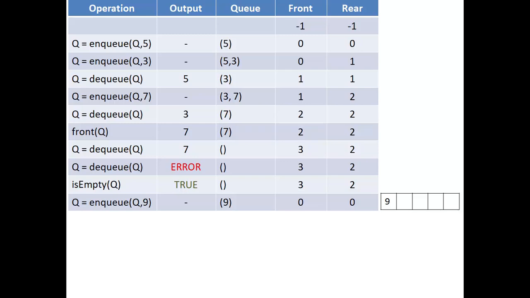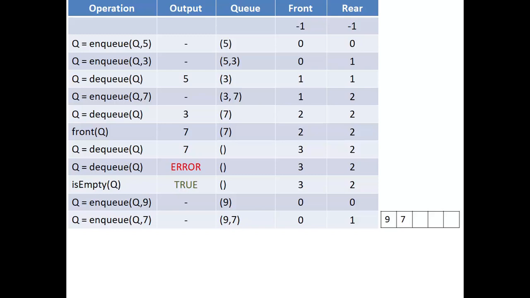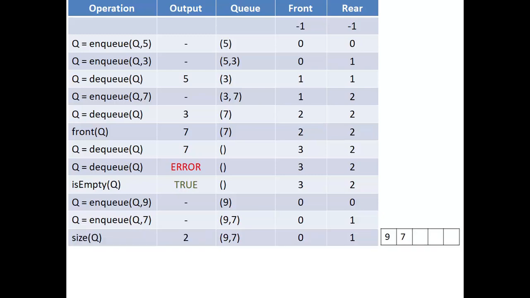Therefore, as per the implementation which we have considered, the element 9 will get inserted at index position 0, and front as well as rear, they both are pointing to this single element at the index position 0. Next, insertion of 7 will update the rear pointer to 1. Then we have executed the size function, which will return 2 as there are 2 elements present in the queue right now, that is element 9 and 7.